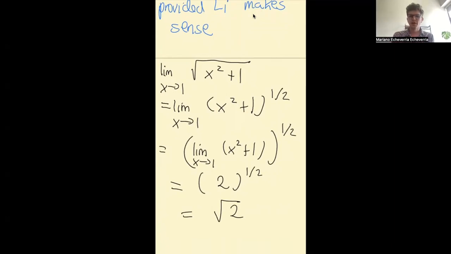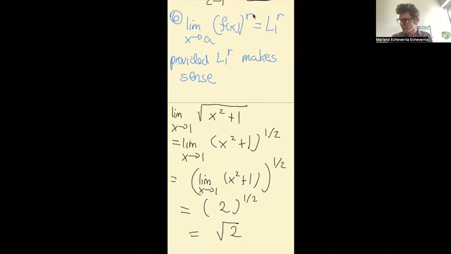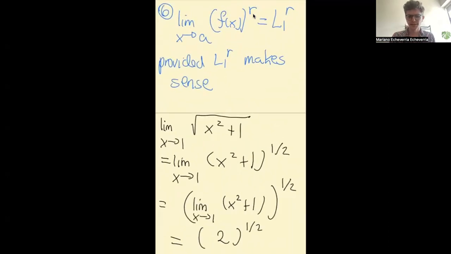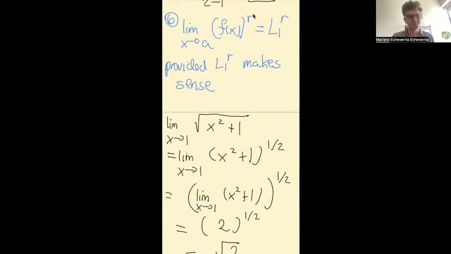Is that okay? What I'm saying is that when you have square roots or cubic roots or other powers, you can take the limit inside the root, for example, if you want to. Is that okay? Let me zoom out a little bit so that everyone can see this. Is that making sense?